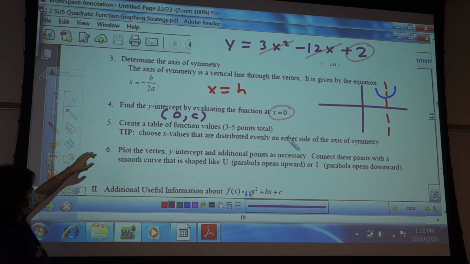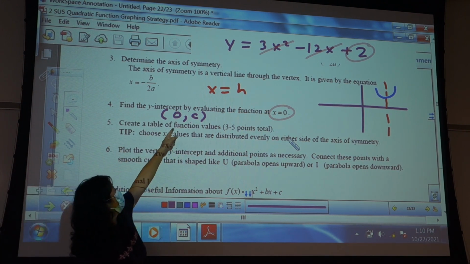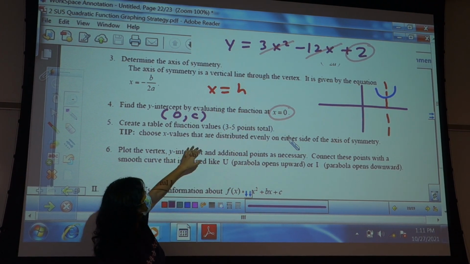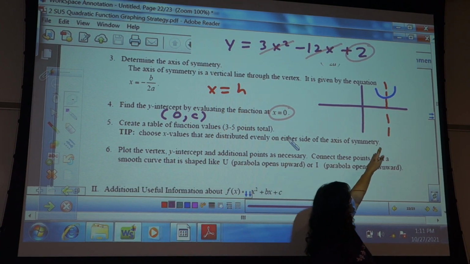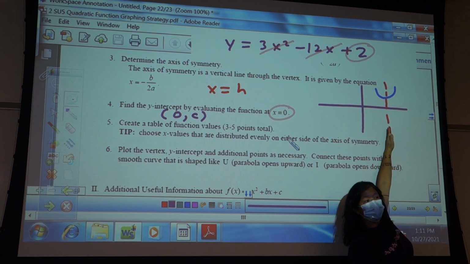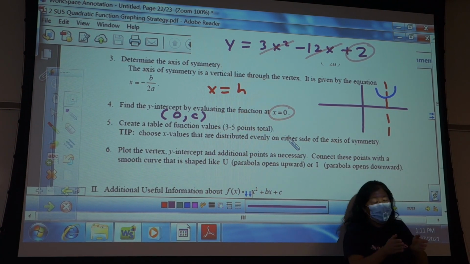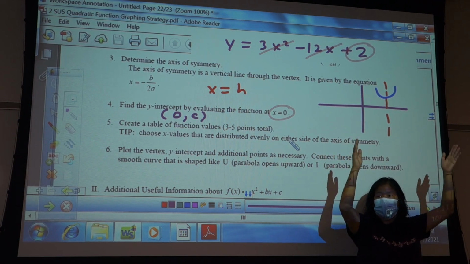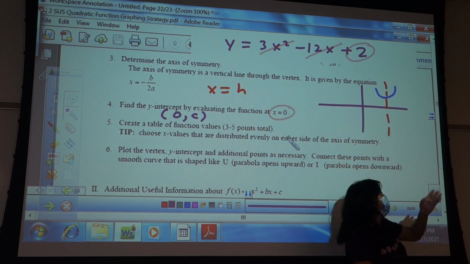And then create a table using 3 to 5 points. So you already have two. You already have your y-intercept, and you already have your vertex, h comma k. So just pick a couple more. And here's the trick. See how everything's sort of symmetrical around this line here? You want to pick numbers that are close to it, because as you get further and further away, they go up like crazy. That's how the parabola goes. It starts off not going up too much, and all of a sudden it shoots right up. So you want to pick numbers that are really close.